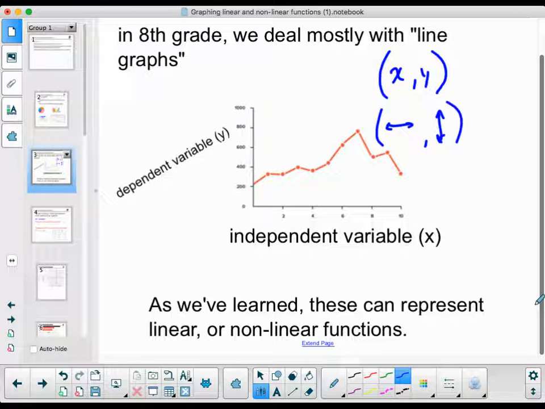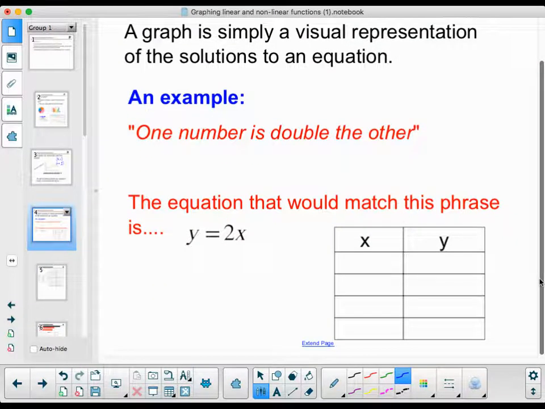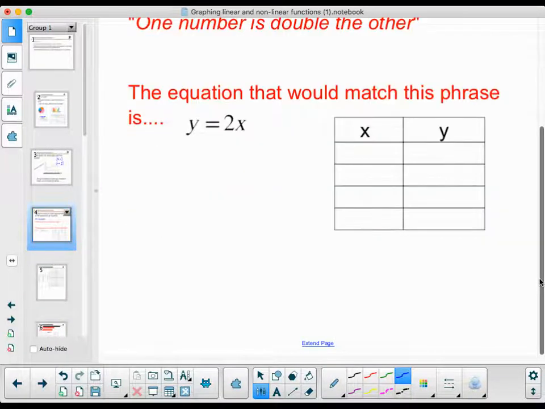Now, as we've learned in a previous lesson, okay, these can represent both linear and nonlinear functions. So today we're just going to deal with some equations that don't have a whole lot of context to them, but we just have to practice with the graphing part. All right. Now, one example. I want you guys to imagine that your rule is that one number is double the other number. Okay, an equation that might match this phrase is y equals 2 times x.